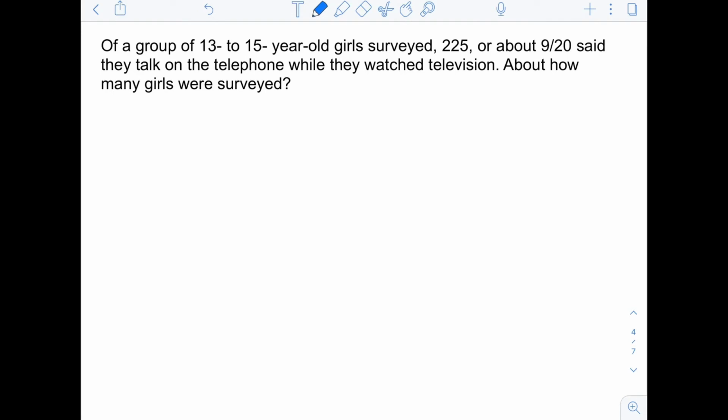Of a group of 13 to 15-year-old girls surveyed, 225, or 9/20ths, said they talk on the telephone while they're watching television. About how many girls were surveyed? So let's draw another diagram for this one. Let's say that this circle represents all the girls that were surveyed. So about 9/20ths, that's a little under half.